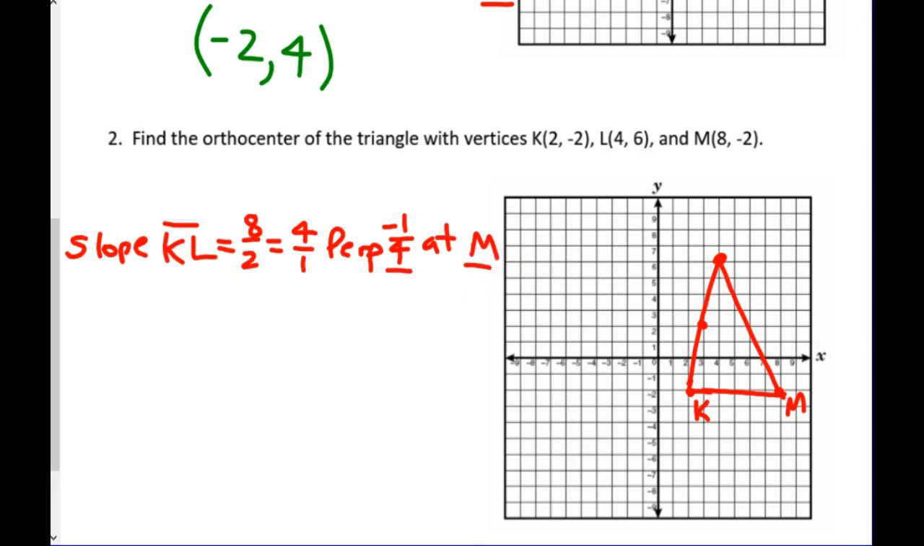Now check this out. Negative 1/4 means down 1, right 4. But if I do that, I'm off the grid. So what's the opposite of down and right? Up and left. Up 1, left 4. 1, 2, 3. Okay, that's my altitude.